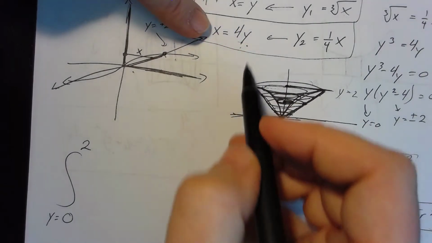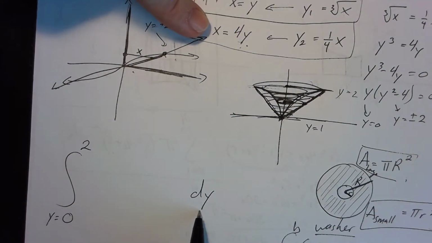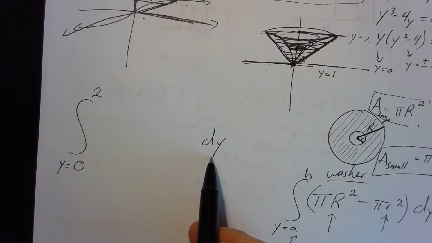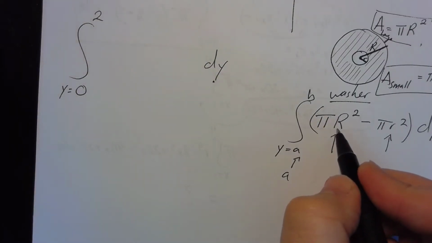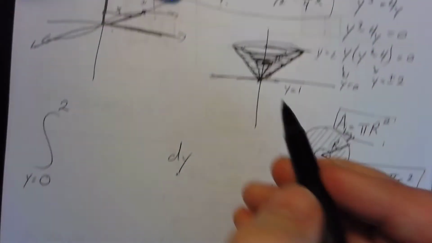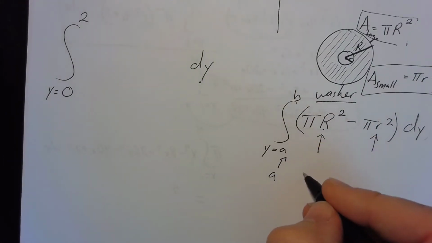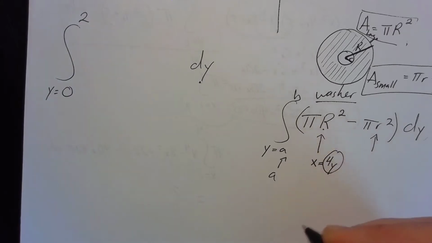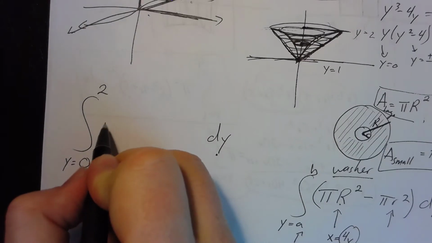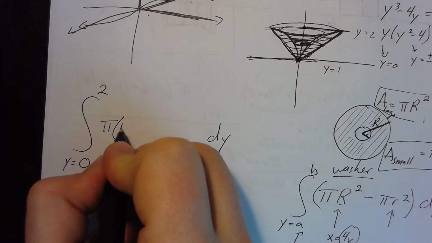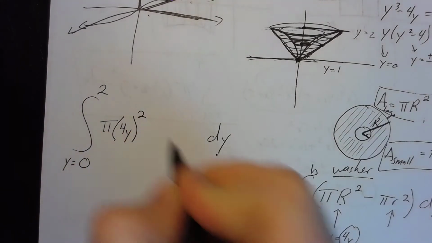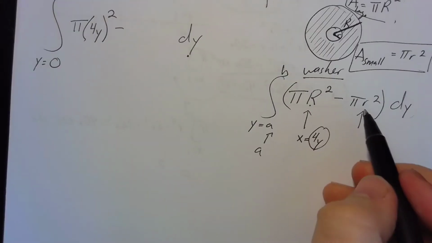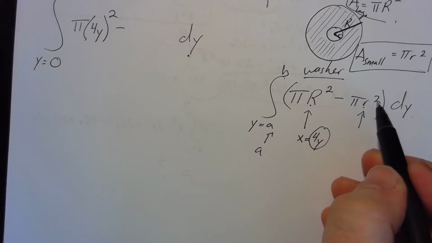Why are we going to use that? Because we need this equation to be in terms of dy. So my r is going to change. Every single little cross section in here is going to change. My capital R is going to be denoted by an x value, the x value such that we end up with 4y. So in this formula over here, I'm going to have pi. My r value is 4y squared. I'm going to subtract from that pi lowercase r squared.